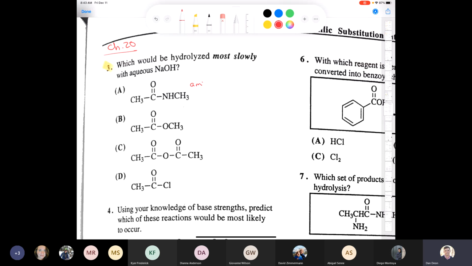Here we have an amide. Here we have an ester. Here we have an anhydride. And here we have an acid chloride. And it's just asking which one of these is going to react most slowly with sodium hydroxide? Well, we went over these in terms of which one is going to react the fastest. And the fastest, most reactive one is going to be the acid chloride. Right? Does anybody remember which one of these would be the least reactive, the slowest?